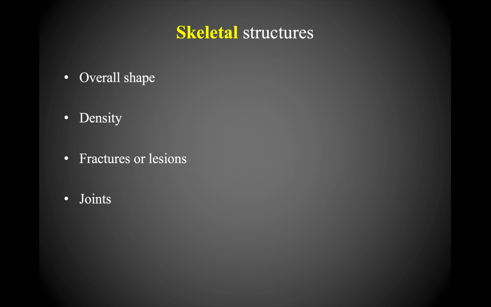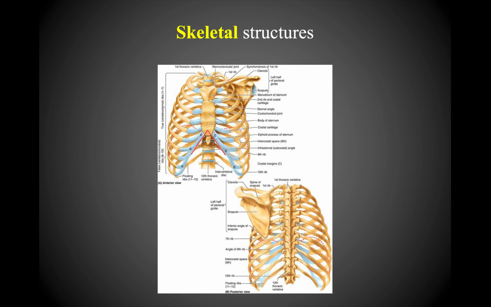All right, so in terms of skeletal structures, the things that you want to keep in mind are the overall shape of the skeletal structures, the density of them. Again, we're not going to get too much into this topic in this course, but it is something to keep in mind. Fractures and lesions are another thing that you want to be looking for with skeletal structures, and then also the joints that are located in the thorax as well.